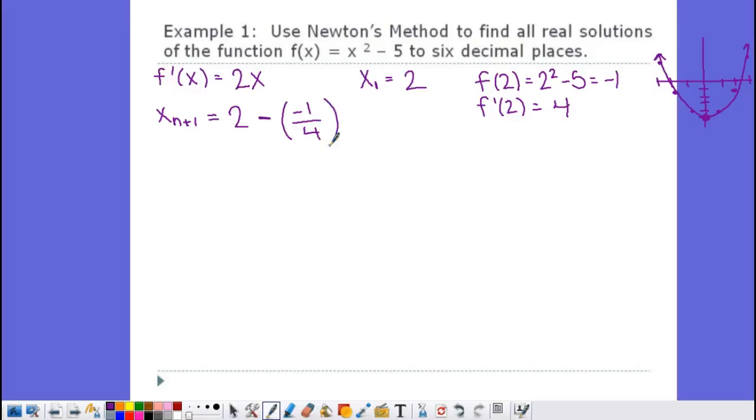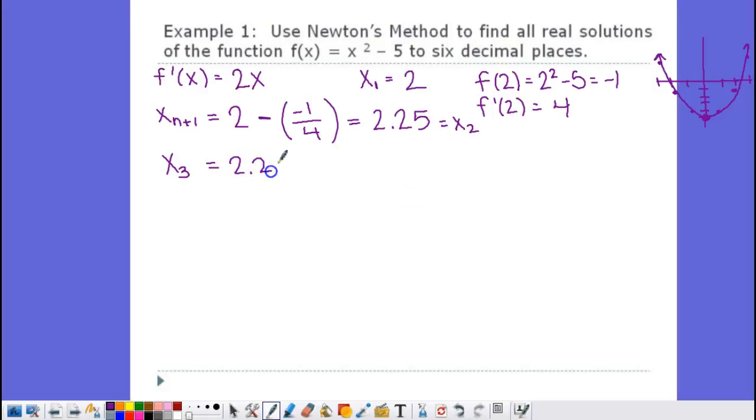so again, you see how you could actually do this analytically, meaning without a graphing calculator. So I have 2 minus a fourth, negative 1 over 4. So that gives me 2.25. 2.25 represents x to the n plus 1, or x2, because n was 1, so 1 plus 1 is 2. So now what we want to do is find x3. So what you do is you replace this number here with 2.25 every time.